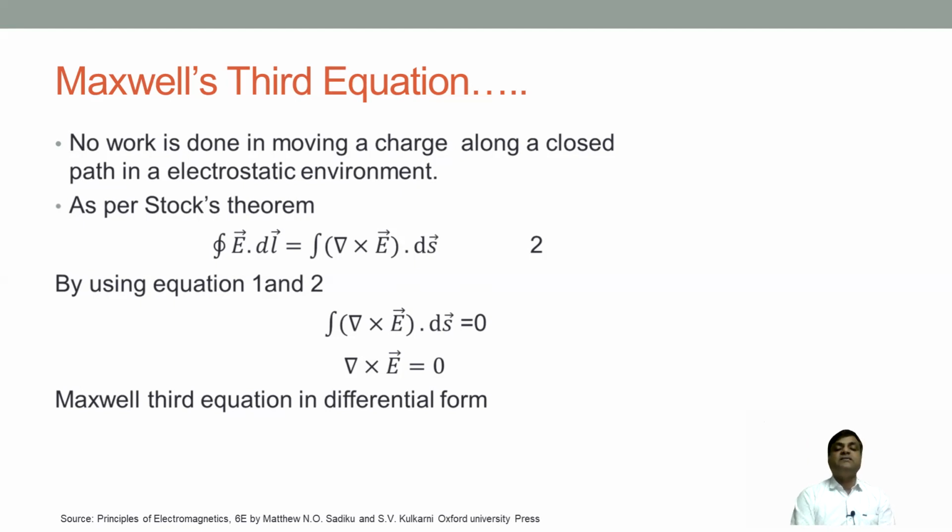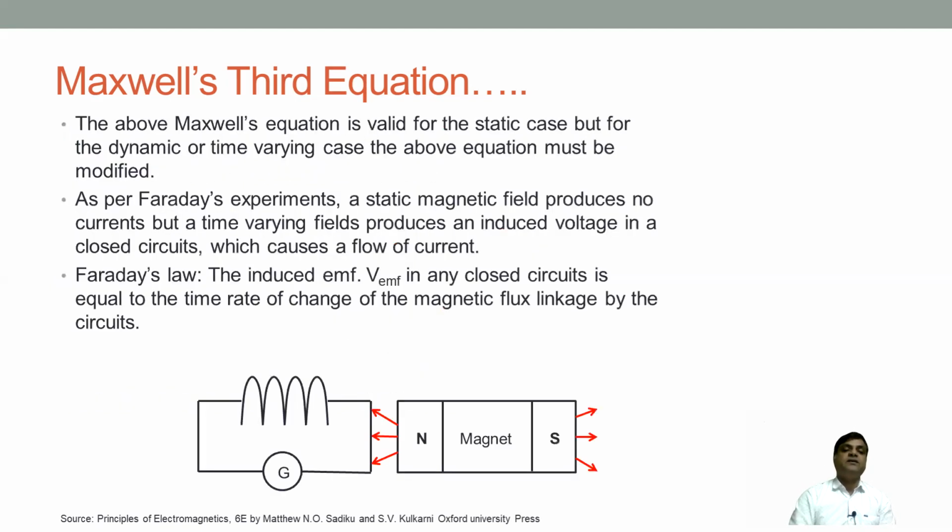So del cross E is the curl of the electric field, which means the electric field has a conservative nature. That is basically the Maxwell third equation in the static case. But this particular Maxwell equation is also derived for the dynamic or time varying cases. This equation is valid for the static case, but for the dynamic and time varying case, the above equation must be modified, and we use Faraday's law.